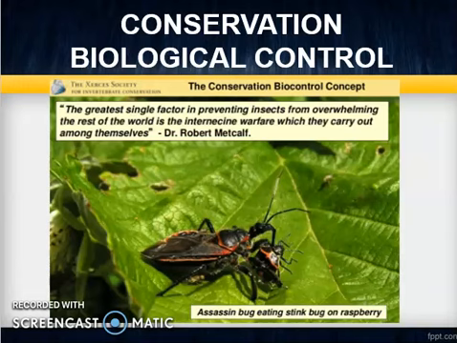Based on one opinion stated by Dr. Robert Nicol, the opinion of this scientist is that the conservation biological control concept of practice is the greatest single factor in preventing insects from overwhelming the rest of the world, in the international welfare which they carry out among themselves. So this is the concept stated inside the conservation biological control practice.